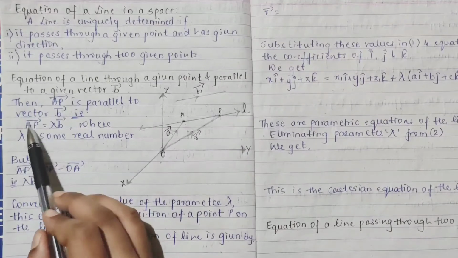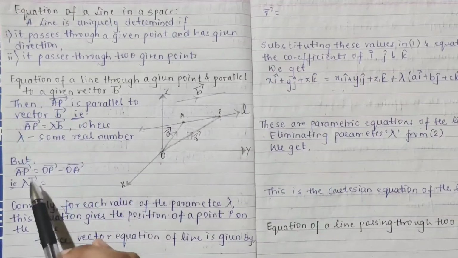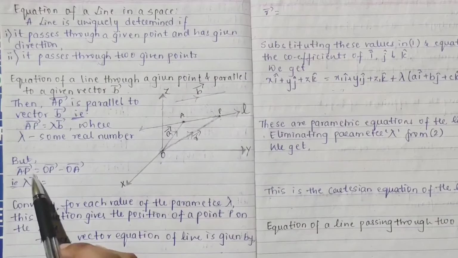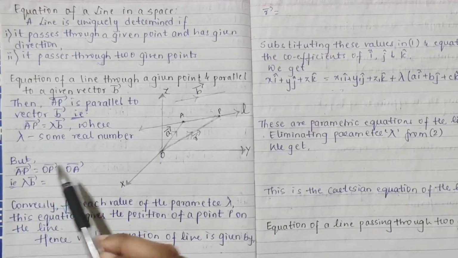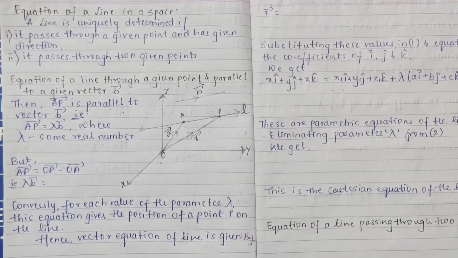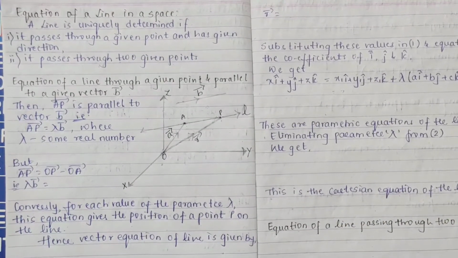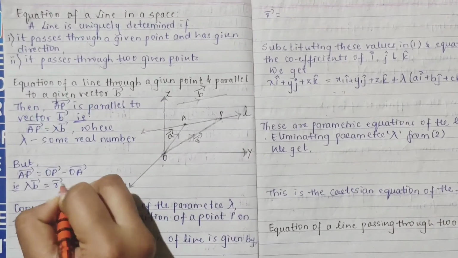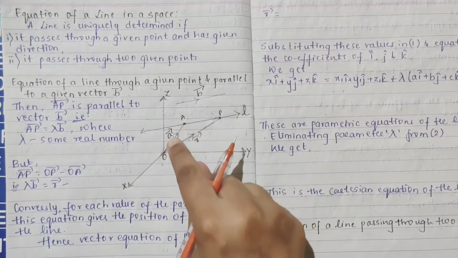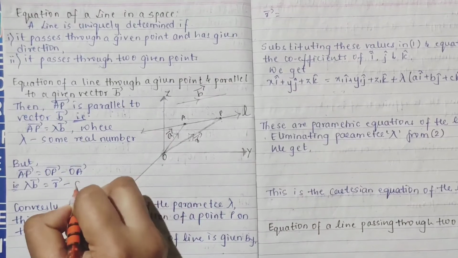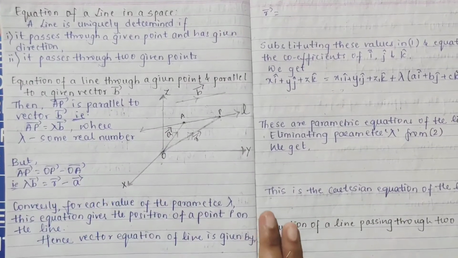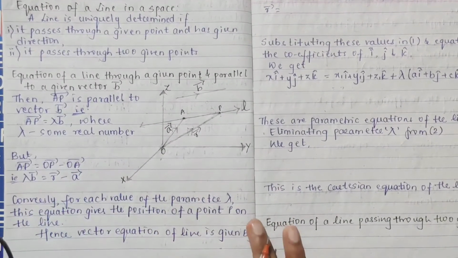Here, for AP, we have got lambda vector B. So in place of AP we write lambda into vector B, and your OP, the position vector, is vector R. So OP will be vector R minus OA, which is vector A. So in short, you are getting this.